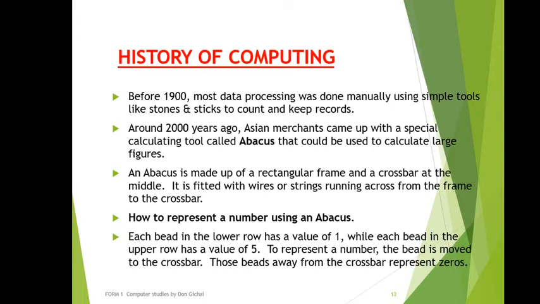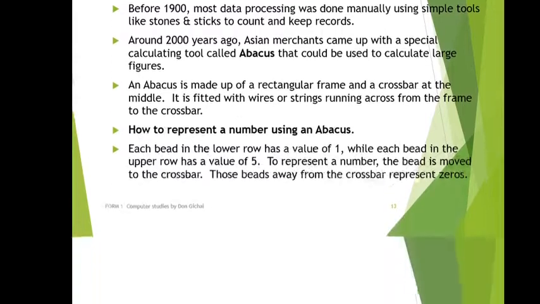Each bit in the lower row has a value of 1, while each bit in the upper row has a value of 5. To represent a number, the bit is moved to the crossbar. Those bits away from the crossbar represent 0.